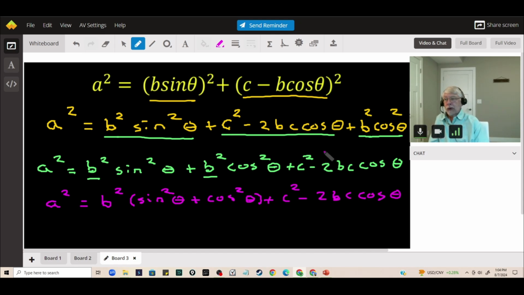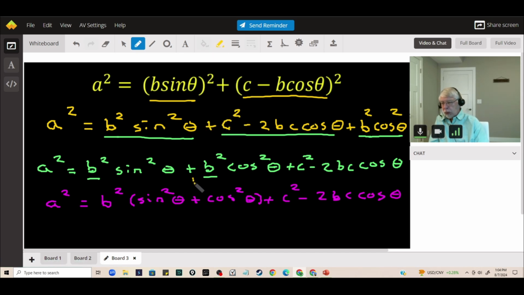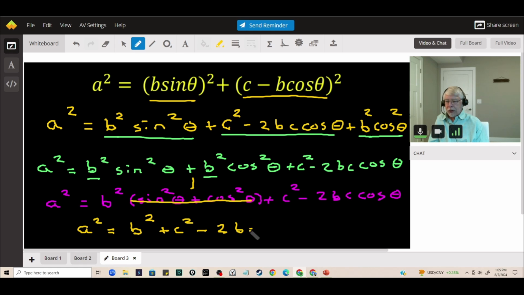What is sine squared theta plus cosine squared theta? That's just equal to 1. Sine squared theta plus cosine squared theta is equal to 1. So A squared is equal to, what's B squared times 1? Of course it's B squared. So B squared plus C squared minus 2BC cosine theta. And we said that theta is equal to what? Angle A.